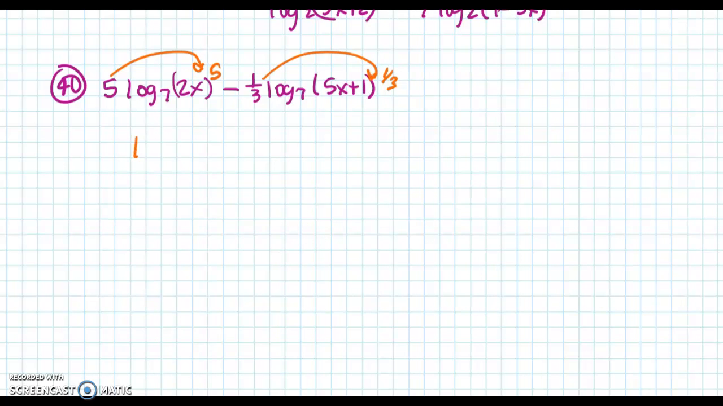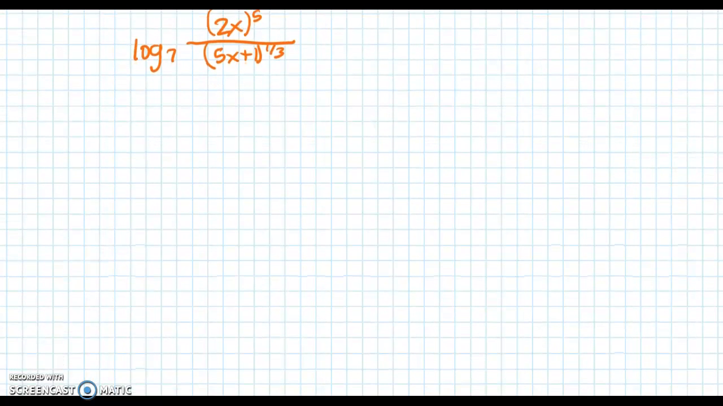So now we can write it as a big fraction. Log base 7, big fraction, 2x all to the 5th, and then 5x plus 1 to the 1/3. You could also write that as the cube root of 5x plus 1. It's the same thing. I don't remember what the answer posted online is.